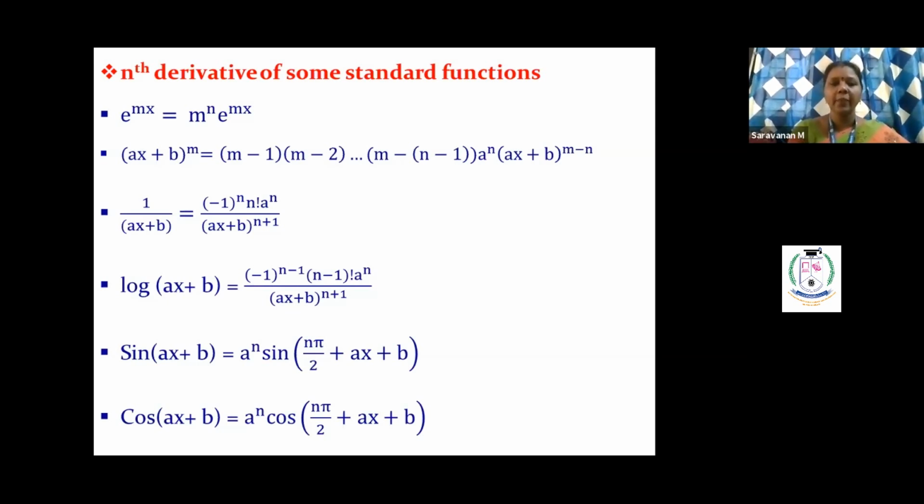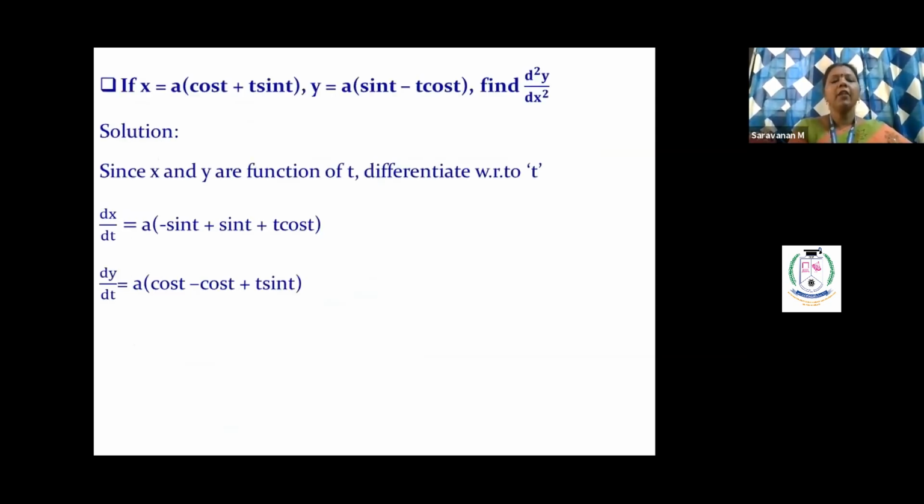Okay. Now we'll proceed: if x is equal to a into cos t plus t sin t, y is equal to a times sin t minus t cos t, and we have to find d squared y by dx squared. See, in this question, x and y are given in terms of t, but they have asked to find d squared y by dx squared, the derivative of y with respect to x up to the second order. So 2 times we have to differentiate y with respect to x.